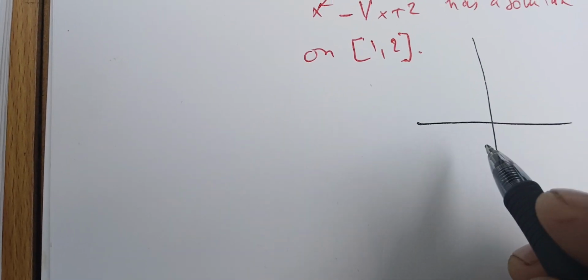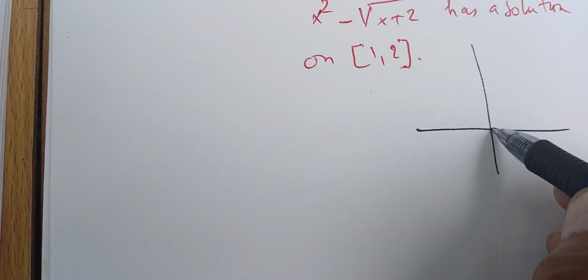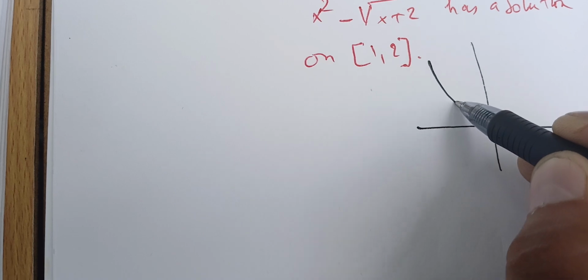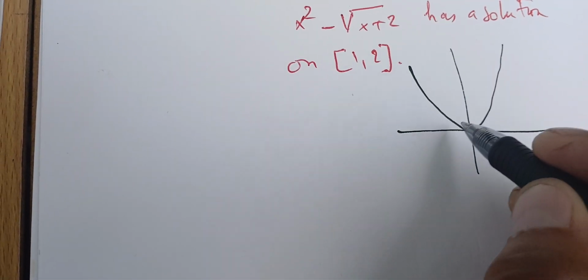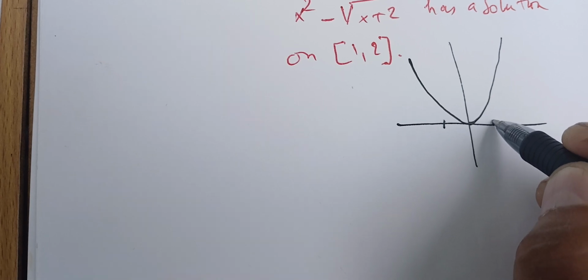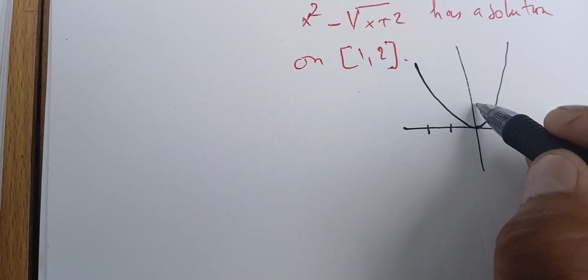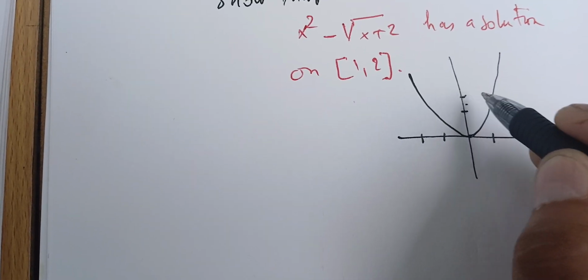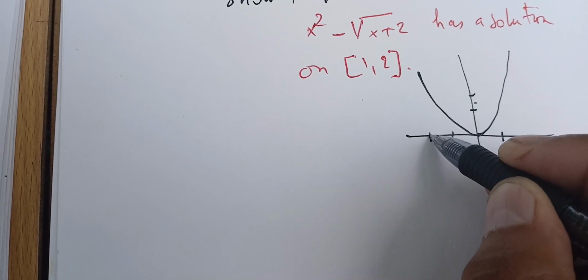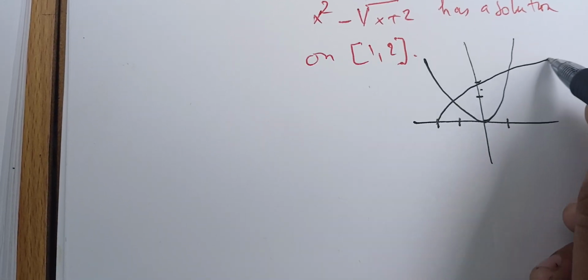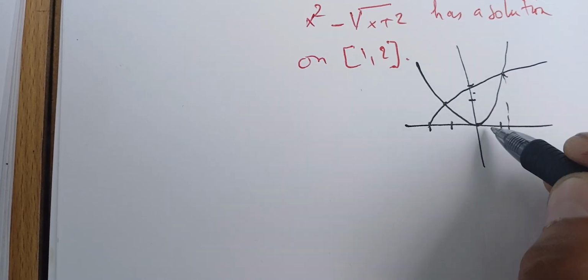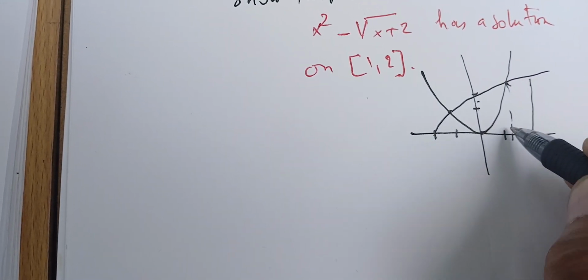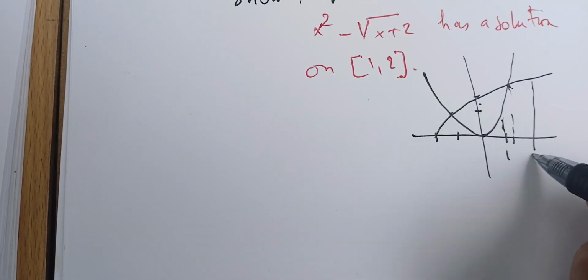Here we know that x squared is something like this, approximately. If this is -1, this is 1, this is -2, and for x equals 1 it's going to be 1, and 4 for x equals 2. These values are very important. So we are asked to find a solution on this interval [1, 2].